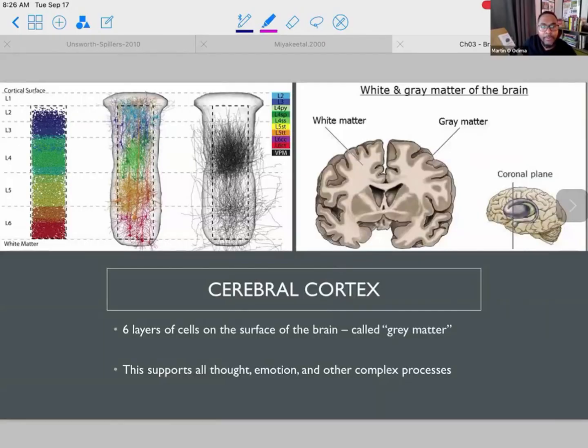Another thing that would be important to talk about is the cerebral cortex. The cerebral cortex is made up of 6 layers of cells on the surface of the brain, and that's called gray matter. That's a technical term. And this supports all thought, emotion, and complex processes. From an evolutionary standpoint, it's very recent when it comes to human evolution, and it's a very sophisticated system.